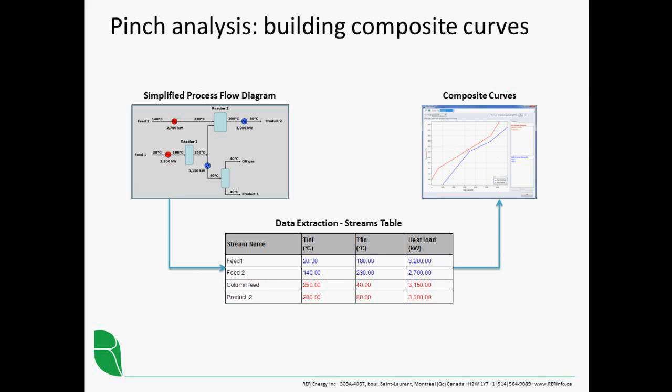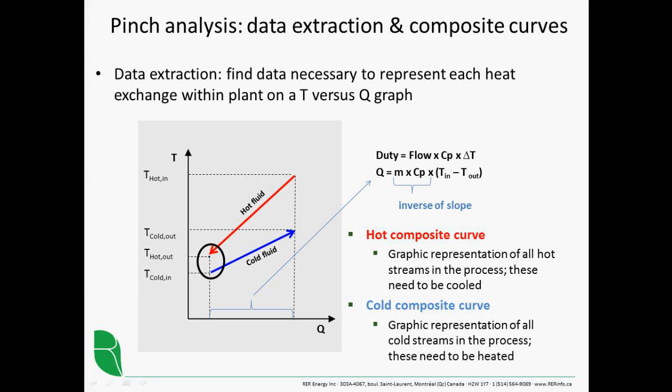So pinch analysis involves, as a first step, building some composite curves. This goes from taking your simplified process flow diagram, doing data extraction to come up with a streams table, which is essentially a listing of all the streams, hot and cold, within the plant, the process temperature requirements for the initial and final temperatures of those streams, and then the heat load that's associated with doing that increase or decrease in temperature. And from that streams table, we can construct these so-called composite curves. So let's look at that in more detail.